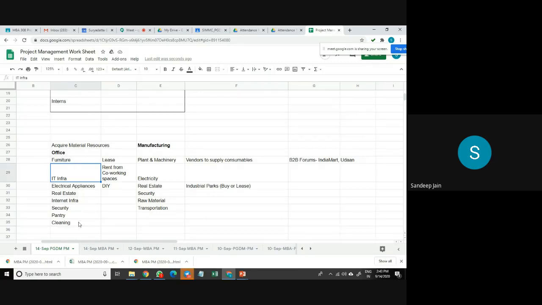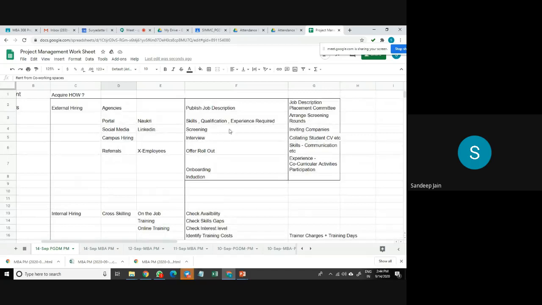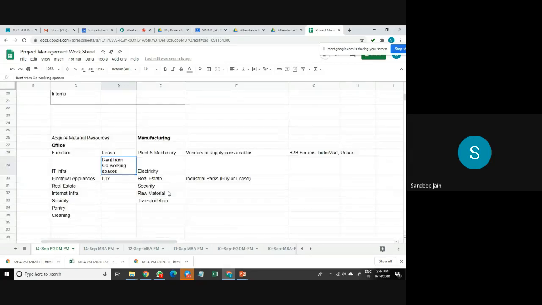Arrange security, arrange pantry, arrange cleaning, and this is how you do it. You rent it or do it yourself. And in the case of manpower, this is how you do it. You publish a job description, you provide skills, qualifications, experience, etc. So this is the copy.